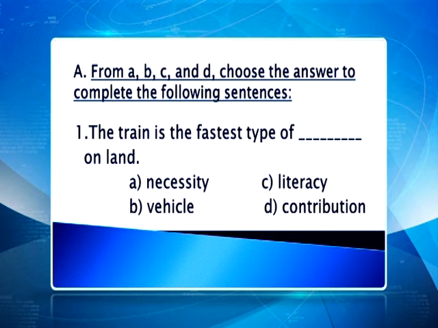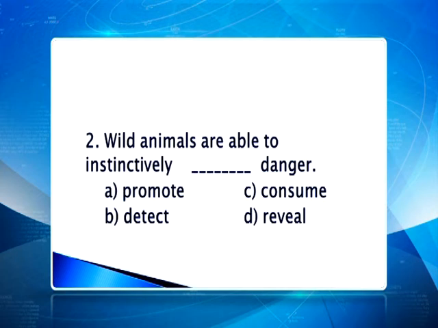We have necessity, vehicle, literacy, and contribution. Let's read the sentence first. The train is the fastest type of blank on land. What do you think? Correct. It is vehicle. The train is the fastest type of vehicle on land. Well done for those who have tried.